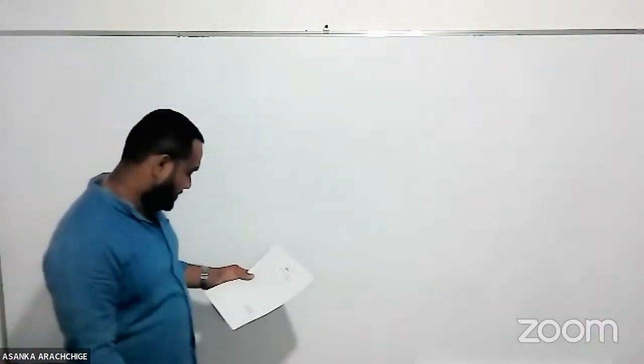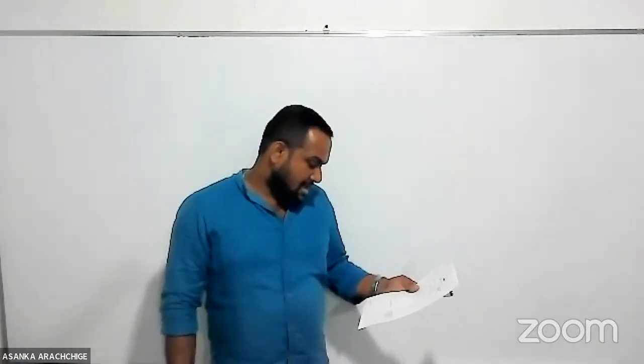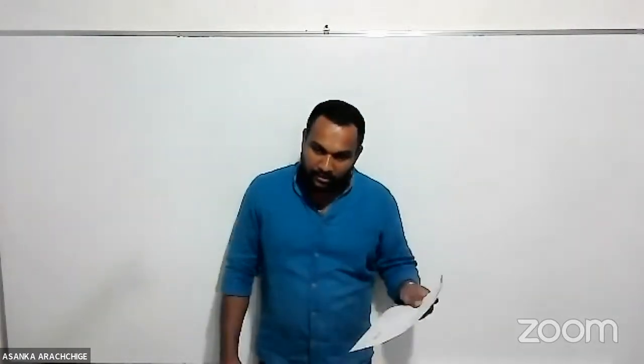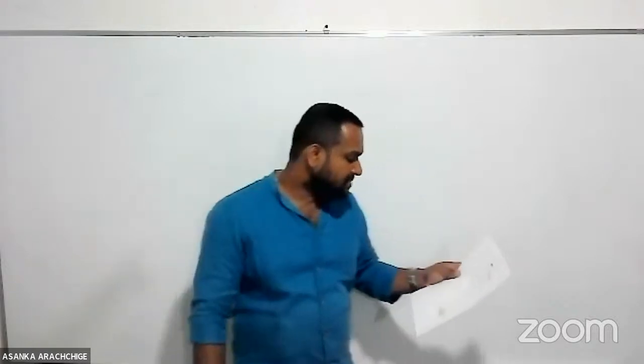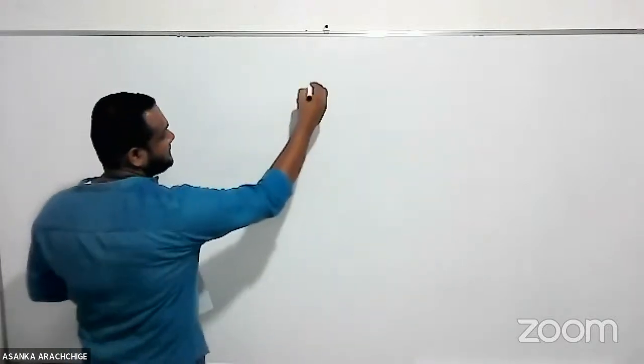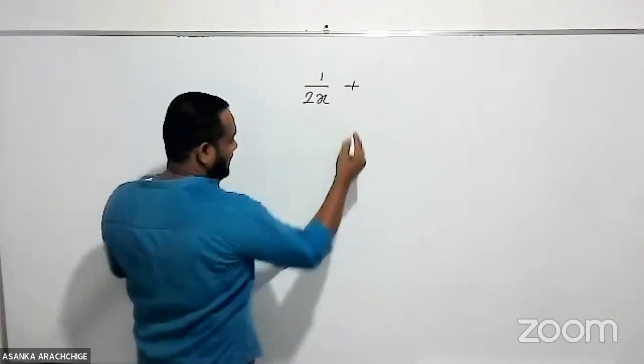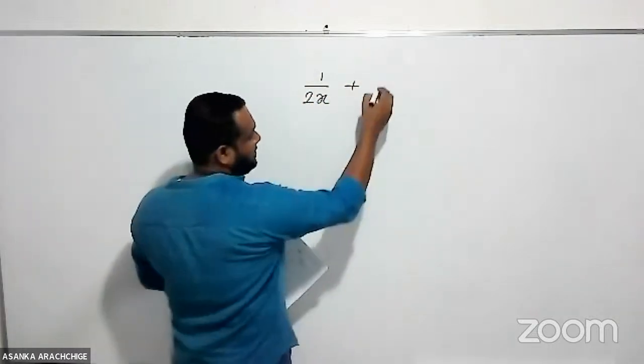Next one, number 7. Right. There are two algebraic fractions to be added. First one, 1 upon 2x. The first one is 1 upon 2x. It is added to 3 upon x.